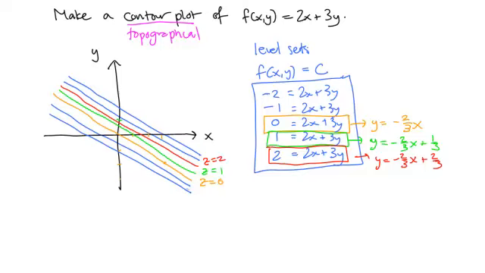And so this is what a contour plot would look like. Notice that the contour plot does give us information about the three-dimensional graph. For example, it tells me that the graph is getting higher and higher and higher the farther I go in this direction, whereas it's getting lower the farther I go in this direction right here.